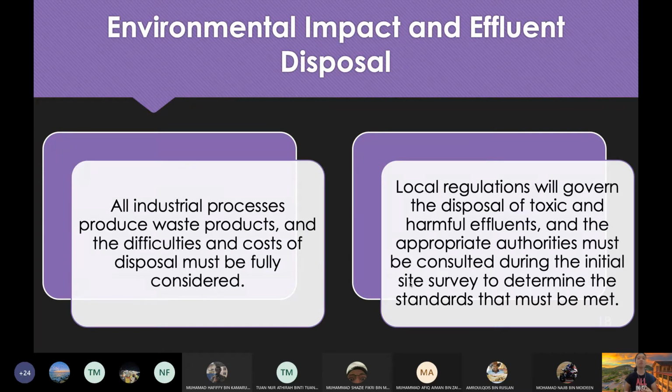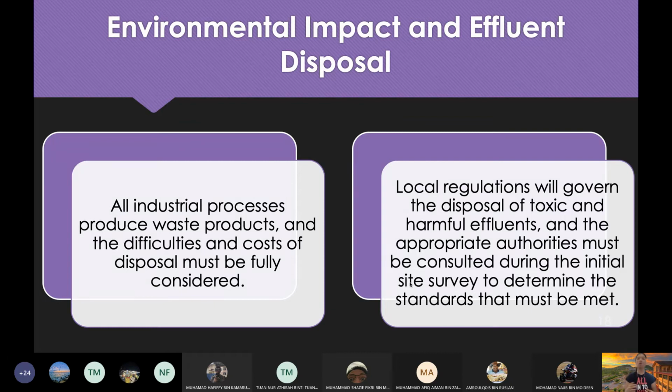Next week, I will teach you more in detail. This one is about how your environmental impact and effluent disposal influence your plant location. When you establish the process, you will establish the raw material, the product, and your side product, and in 2 or 3 weeks, you will also consider the utilities. All these will have to be considered in your effluent disposal and environmental impact.